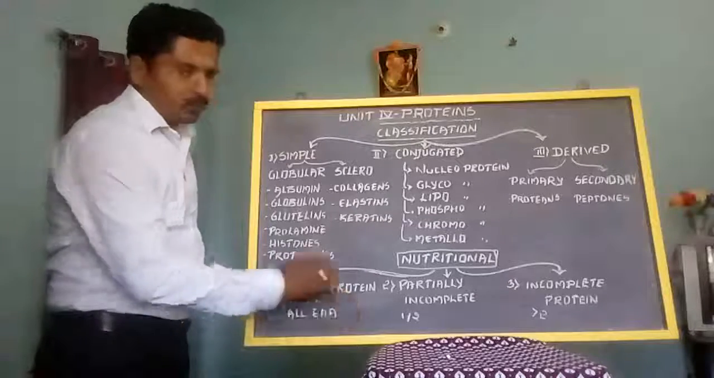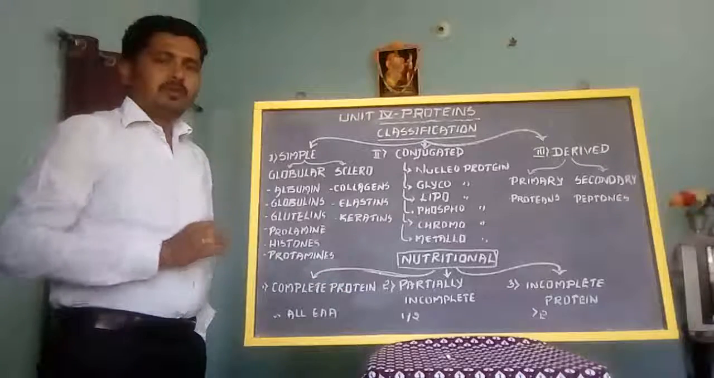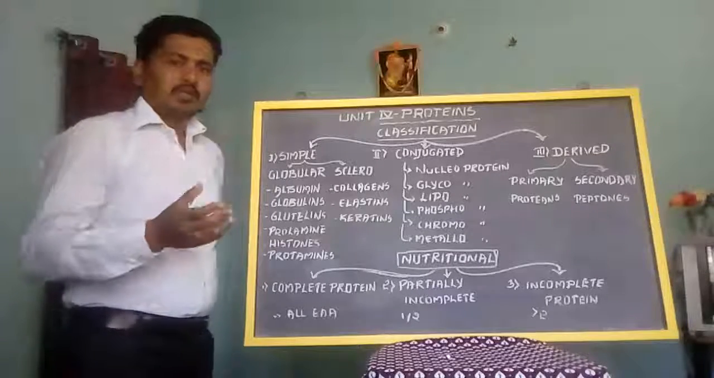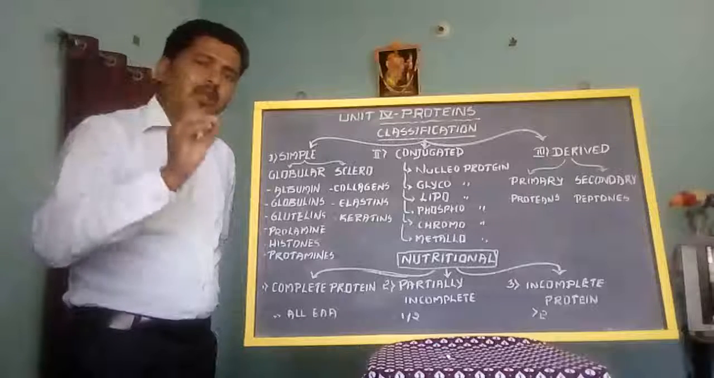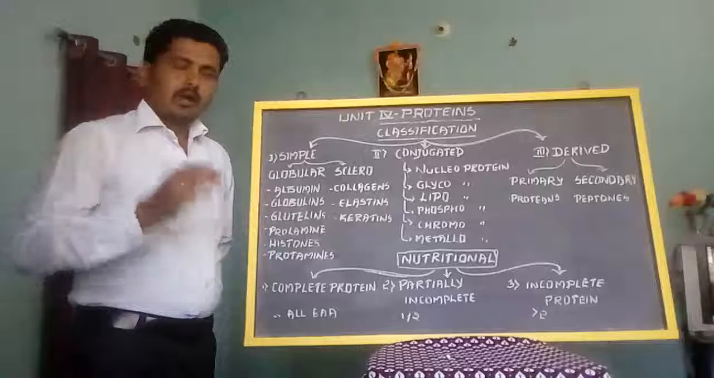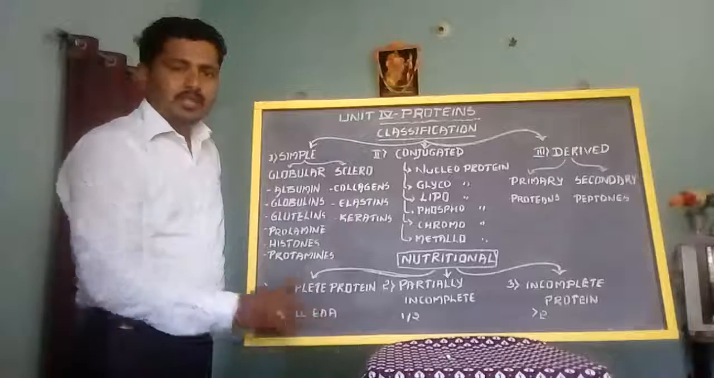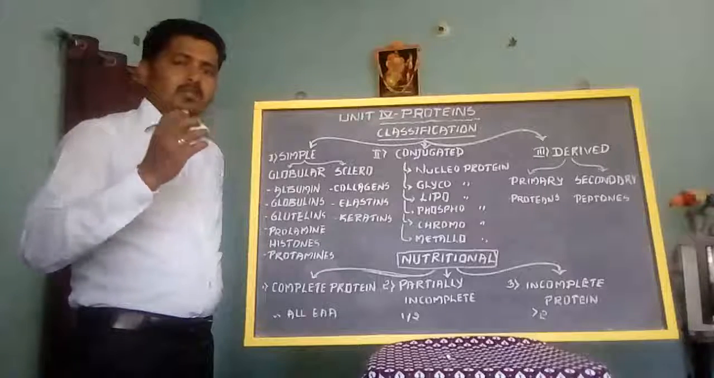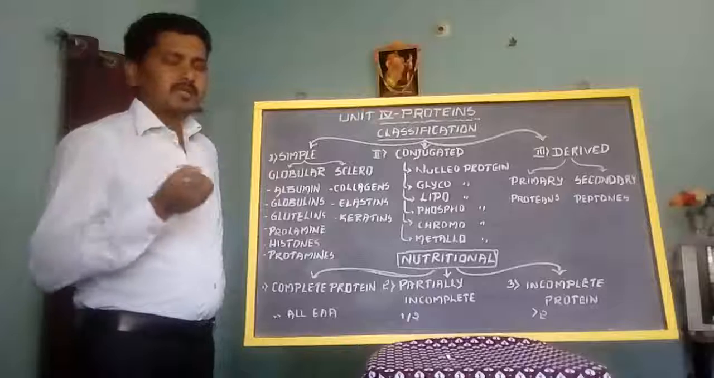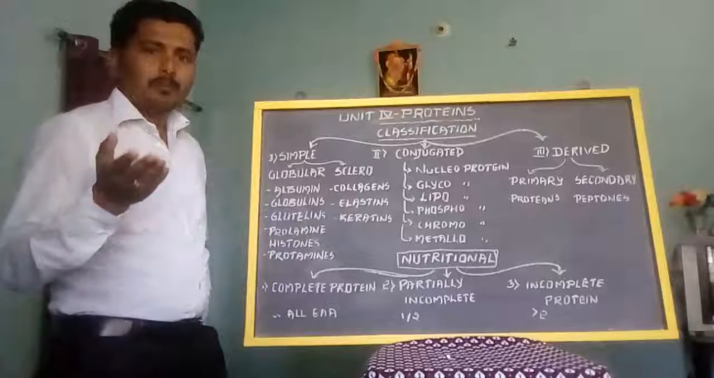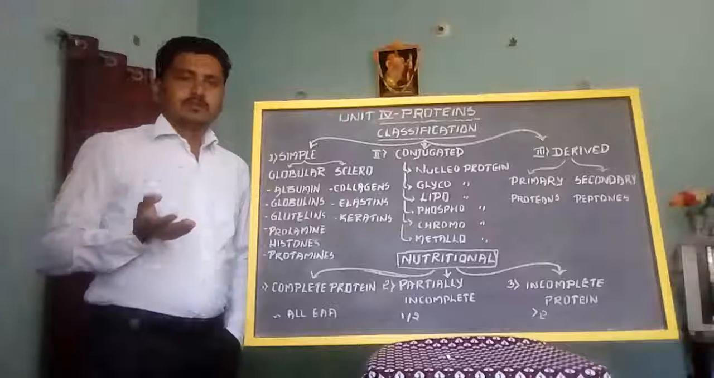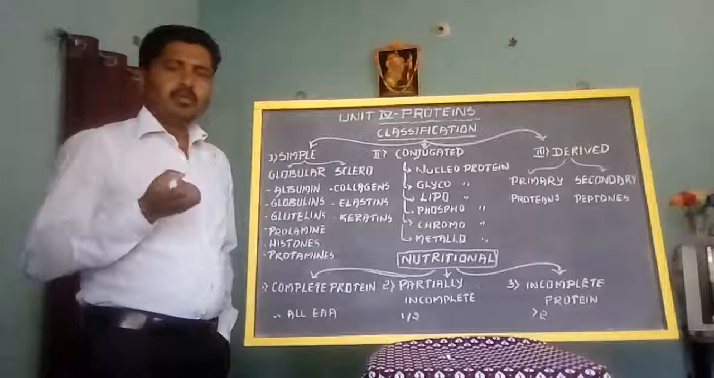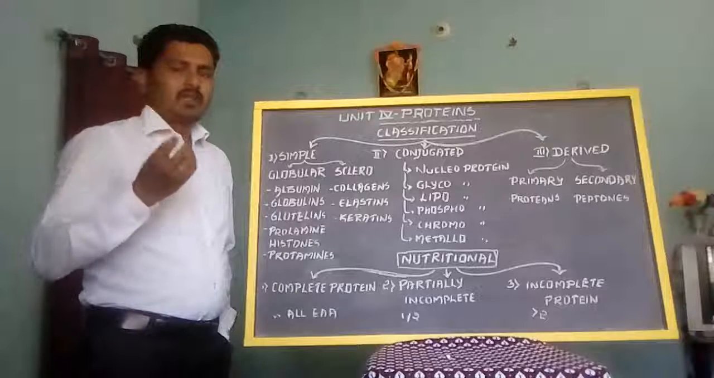What do you mean by complete proteins? When do we call it a complete protein? Whichever protein has all the 10 essential amino acids, that protein is called a complete protein. All the animal sources of protein are usually called complete proteins. For example, milk, egg, chicken, meat, fish.